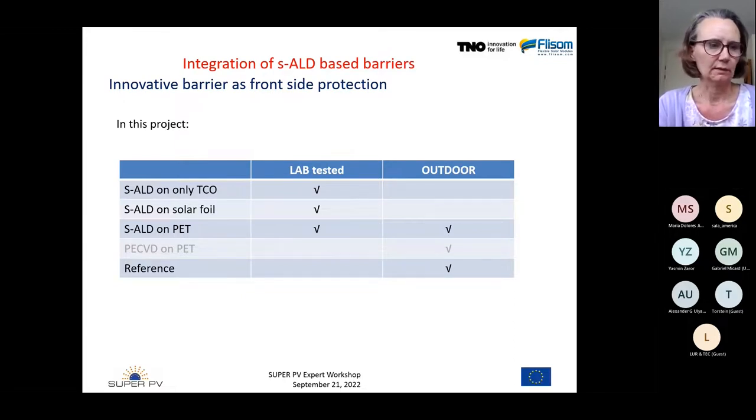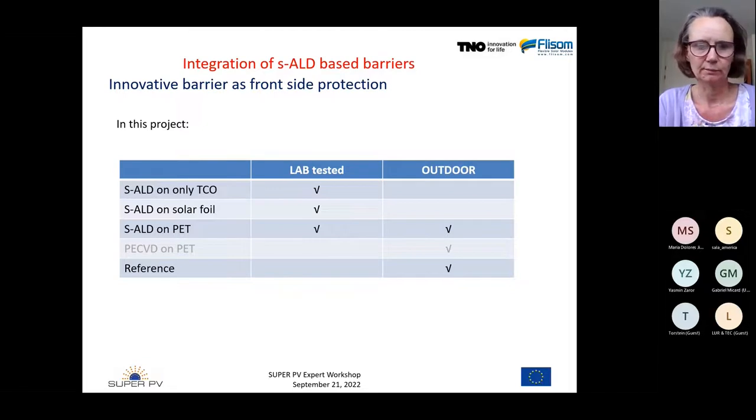Outdoor tested are the spatial ALD layer on PET, on this PET foil. Also outdoor tested is another innovative barrier based on PECVD, which is plasma enhanced chemical vapor deposition, in this case of silicon nitride, also deposited on PET. I will not explain it, but come back to it in the results part. And of course, we test the reference and compare to the reference outdoor.